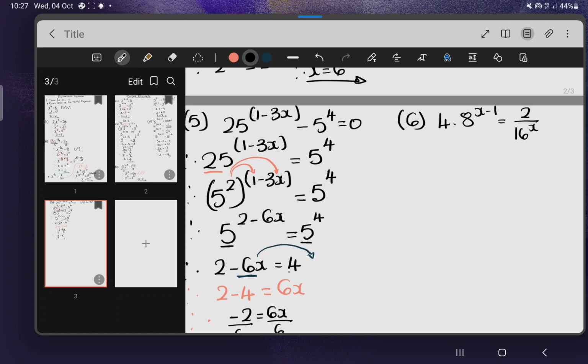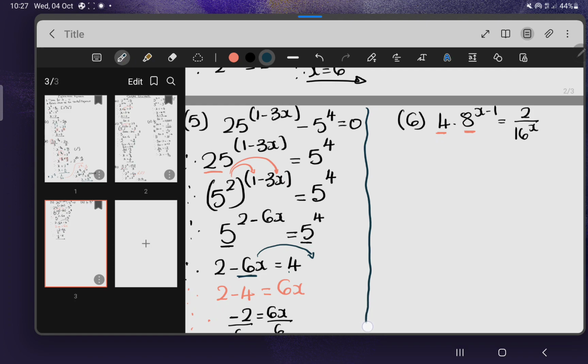So now when you see this question, one of the common mistakes that students make here is to multiply the 2. Don't multiply the 2 because they don't have the same base. So rather, you have to change everything in terms of the same base. And the base that we have normally, that will be 2.